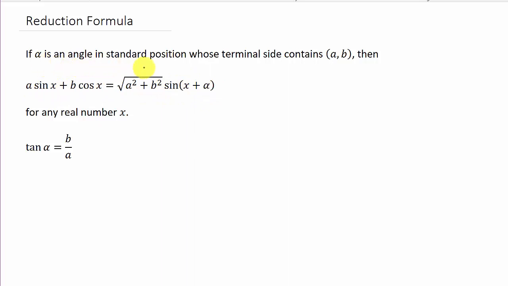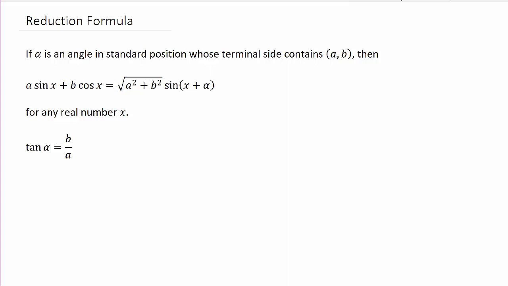So if alpha is an angle in standard position whose terminal side contains (a, b), then a sine x plus b cosine x is equal to, and this is going to be the square root of a squared plus b squared, times sine of (x plus alpha) for any real number x. So we know how to get this number here in front of sine. X is just going to be x, and then we've got to figure out how to find alpha.